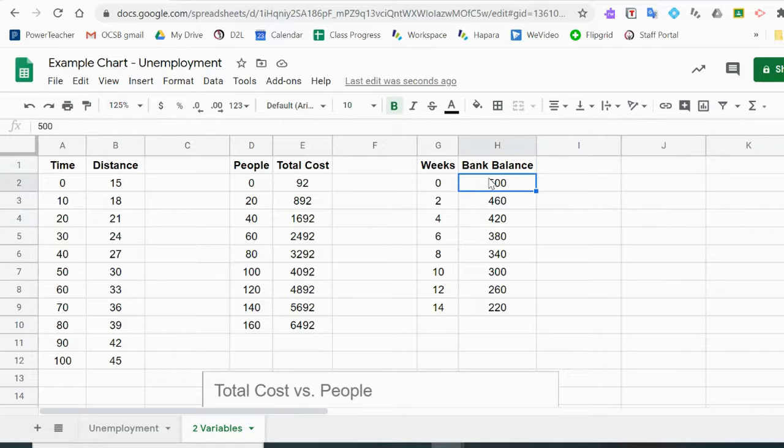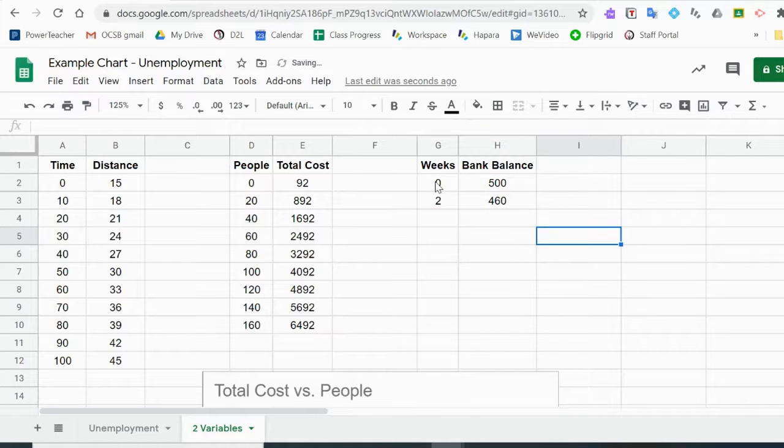Here's one more example. This is a bank account that had $500 in it initially, and then it went down to $460 after 2 weeks, and then $420, and so on. So how did we get this? Just by choosing the first 2 and auto-populating, right? Dragging it down, and it will fill in.